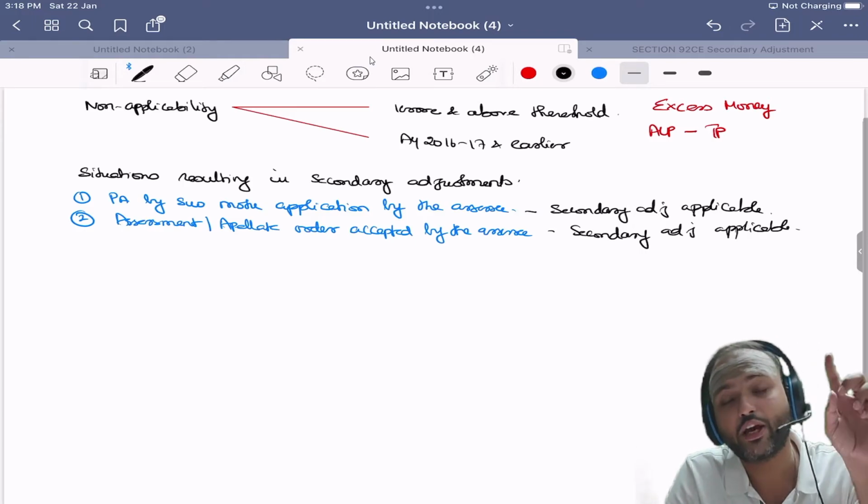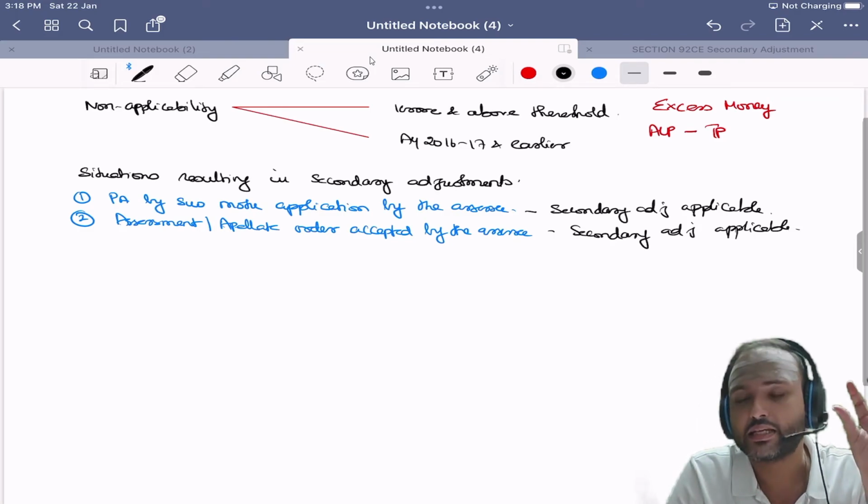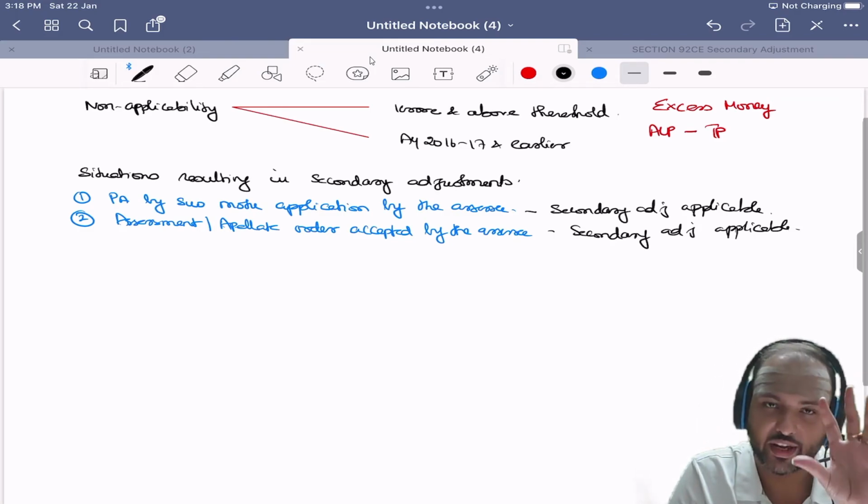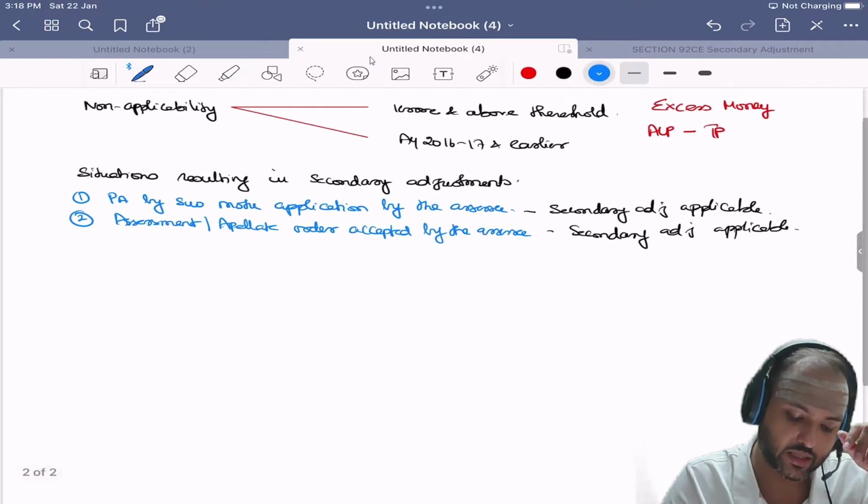So only when the orders are accepted by the assessee, secondary adjustment is applicable. Fine. Now let us go to the third scenario.